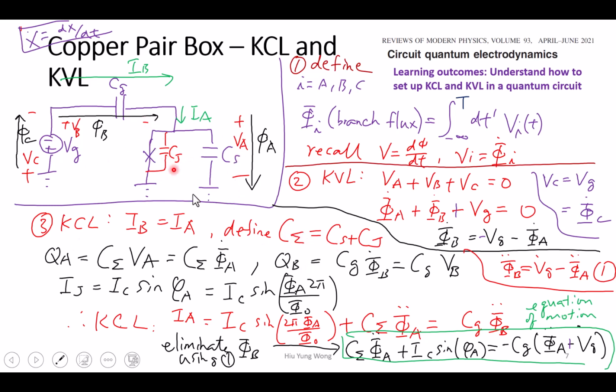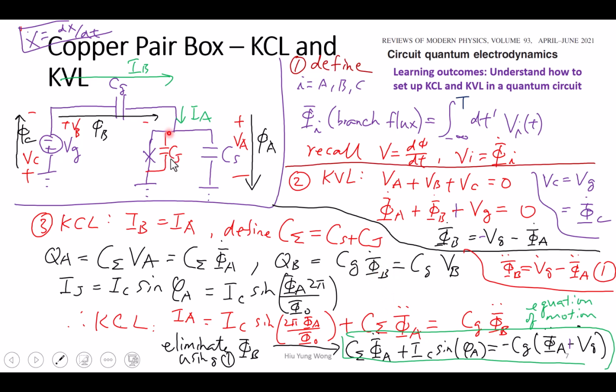So what is the QA across it? It is C summation times VA, okay? So VA equals the rate of change of flux A. And what is QB? QB, of course, is CG times the voltage across CG, and the voltage across CG is VB, so it is the time derivative of flux B.